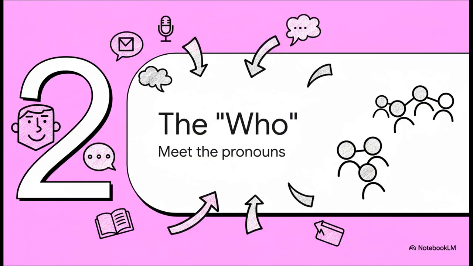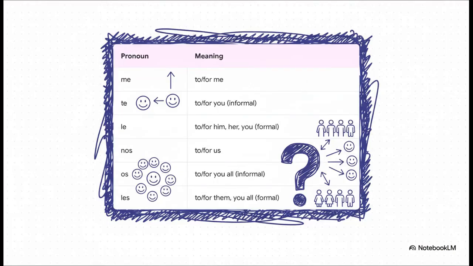All right, so we know what they are. Now let's meet the actual pronouns you'll be using, the whole cast of characters, if you will. And here they are. Me, te, le, nos, os, les. They look simple, right? Each one answers that to whom or for whom question. Me is just to or for me. Te is to or for you. You see the pattern. It's pretty straightforward.